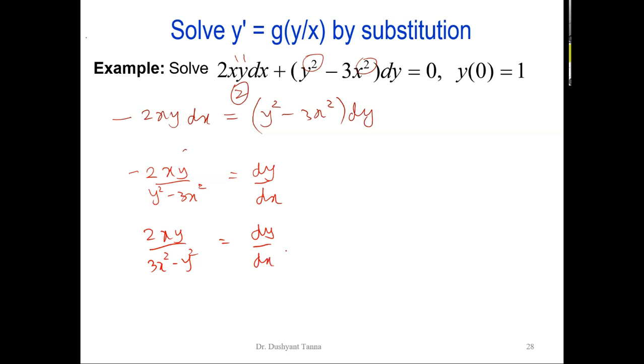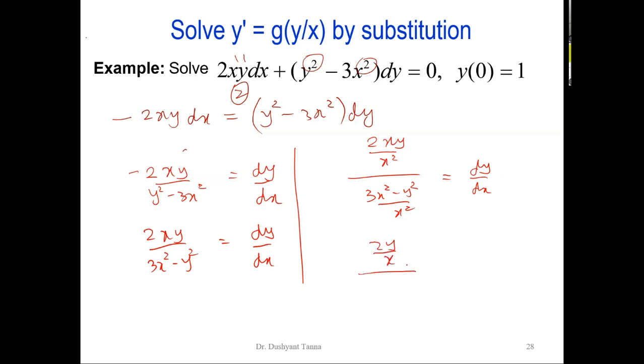Now dividing by x squared, both the numerator and denominator. So how will that look? 2xy over x squared. Okay, get rid of the x or x squared where possible. So this will be 2y over x, x squared gone, 3 minus y over x whole squared is dy by dx.